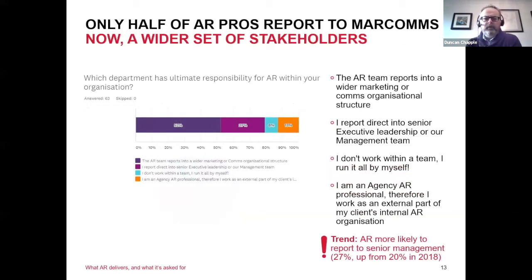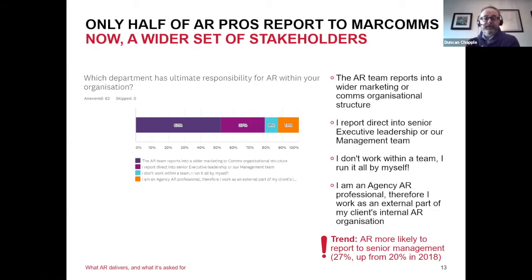We asked people who is responsible for analyst relations within your organization, and most people, but it's a small majority, 52%, said that they report to marketing and communications. And I must say, for most of the last 20 years, when I've seen surveys like this, that number has been bigger. What's interesting is that we see the percentage of people who say that they report to senior management, so analyst relations directly reporting to senior management rather than to marketing communications, has risen quite notably from 20% in 2018 to 27% today.